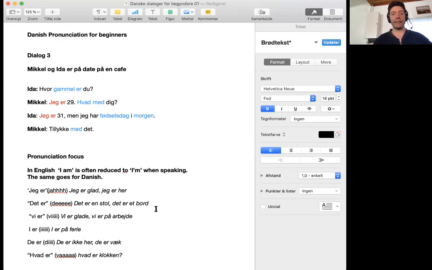Jeg er glad. Jeg er her. I'm here. Det er en stol. Det er et bord. It's a chair, it's a table. Det er en stol. Det er et bord.